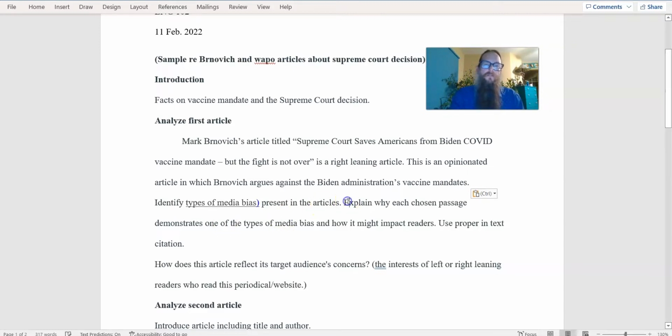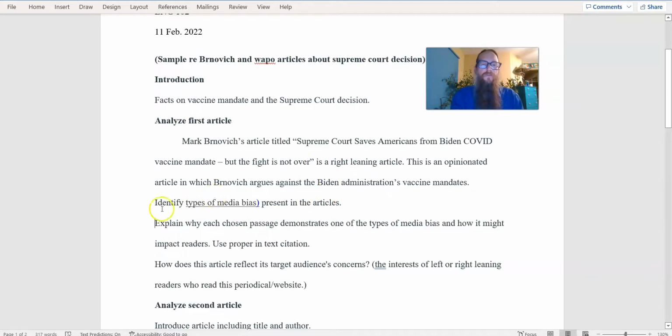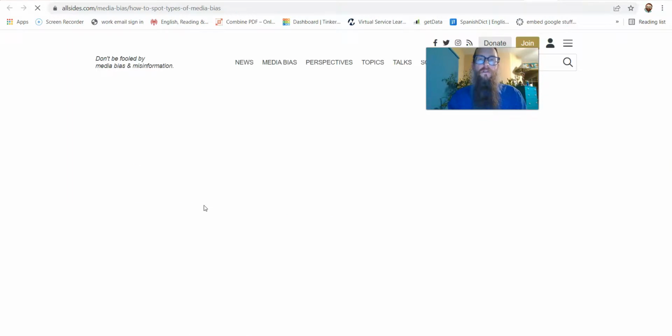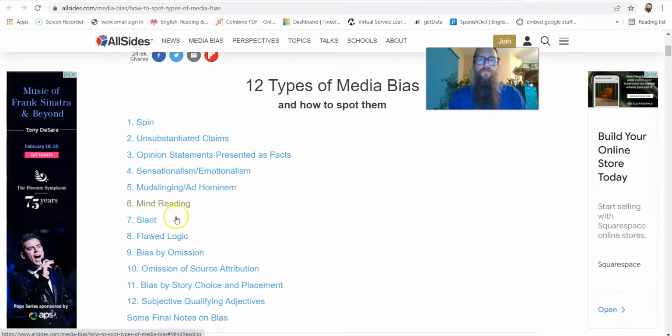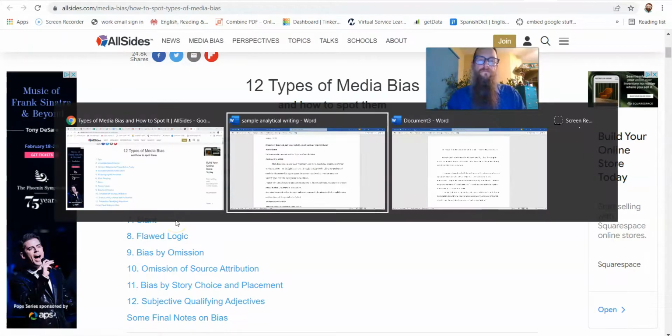Okay, so let's do this next thing. Identify a type of media bias present in the article. So of course, this is linked in here. You've got to go to that All Sides Types of Media Bias page. It's in the assignment directions too. Use that. Heck, I'll just show you. Use that to find an example of this in your article.